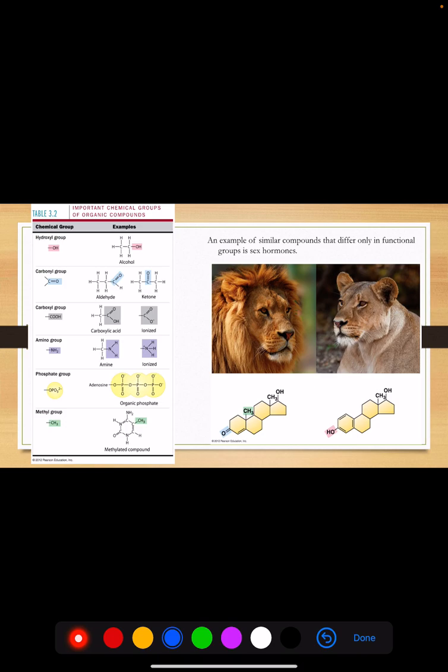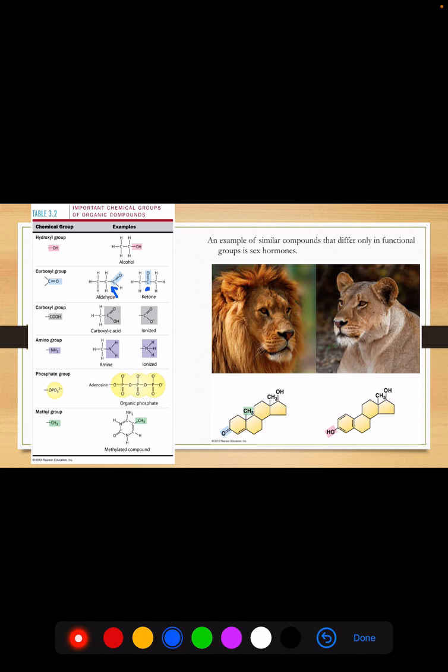Here is a table of some of the functional groups. You will find that in your textbook. We have what's called a hydroxyl group, which is an OH, and a carbonyl group. There are a couple different carbonyl groups. You can have a carbonyl group in the middle of your molecule, which is called a ketone, or at the end. So this is the last carbon, and that is called an aldehyde.